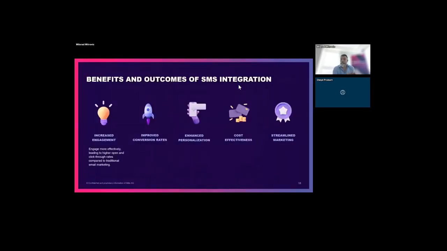Increased engagement. Engage more effectively, leading to higher open rates and higher click-through rates compared to traditional marketing. Conversion rates. SMSs are pretty much instantaneous. It takes a few seconds for the message to arrive to the phone. The conversion rates and the open rates of text messages, the read rates, are significantly higher. We're talking high 90% range. So it should improve your conversion rate. Personalization, similar to email, you can tailor the message to the individual customer.